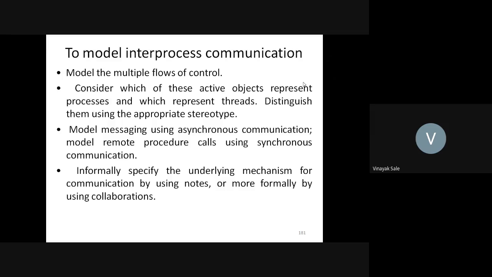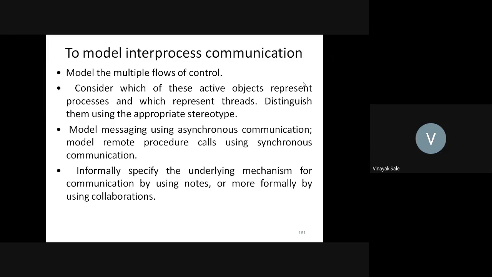So, to model the flow of control, consider which of these active objects represent processes and which represent threads. Distinguish them using the appropriate stereotype. Model messaging using asynchronous communication. Model remote procedure calls using synchronous communication. Informally specify underlying mechanisms for communication by using nodes, or more formally by using collaborations.